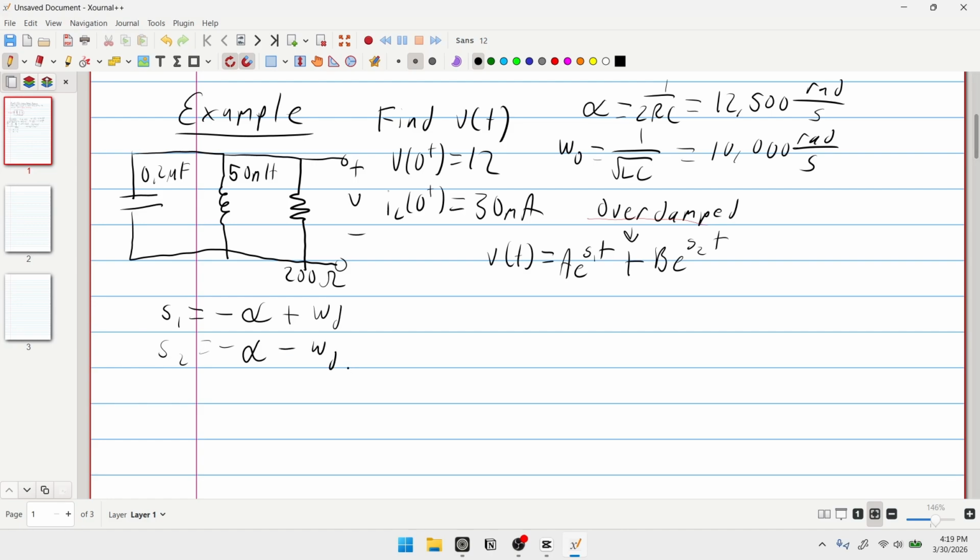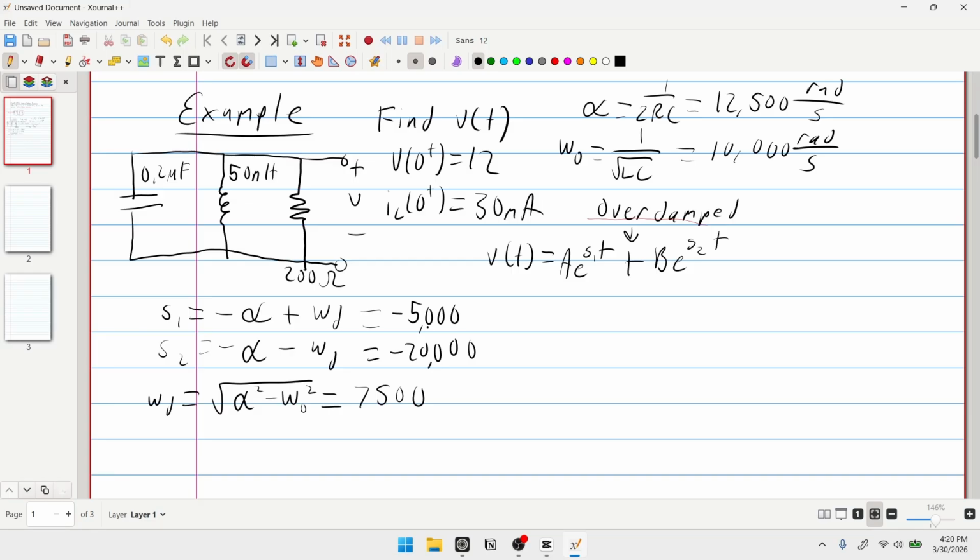Right? So, now what was our damped frequency again? Well, in our overdamped case, wd is equal to the square root of alpha squared minus omega naught squared, right? So if we plug that into our calculator, the square root of 12,500 squared minus 10,000 squared is 7,500. So knowing that, we know that s1 is negative 5,000, and s2 is negative 20,000.